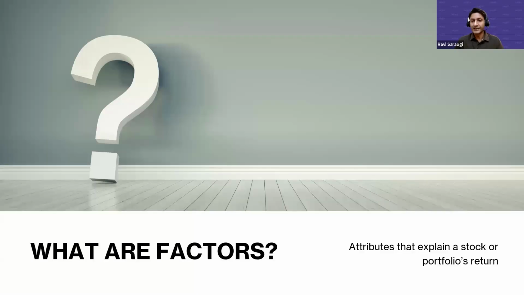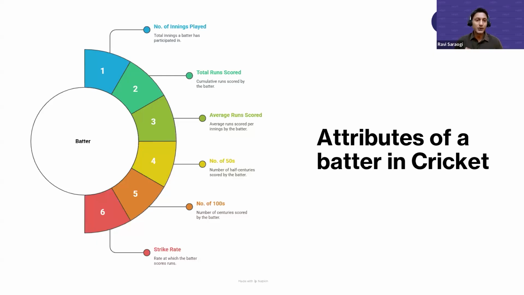First, let's get into what are factors. We'll take a quick detour back into cricket, something we all know and love. So, if I were to ask you to evaluate how good a batter is, would you only look at the total runs that they have scored? Probably you would look at a much wider set of attributes. How many innings have they played? What is their average? How many 50s and 100s they have scored? And what is their strike rate? Now, these attributes tell you a complete picture about a batter and about their performance. So these are attributes that you use to describe a batter.